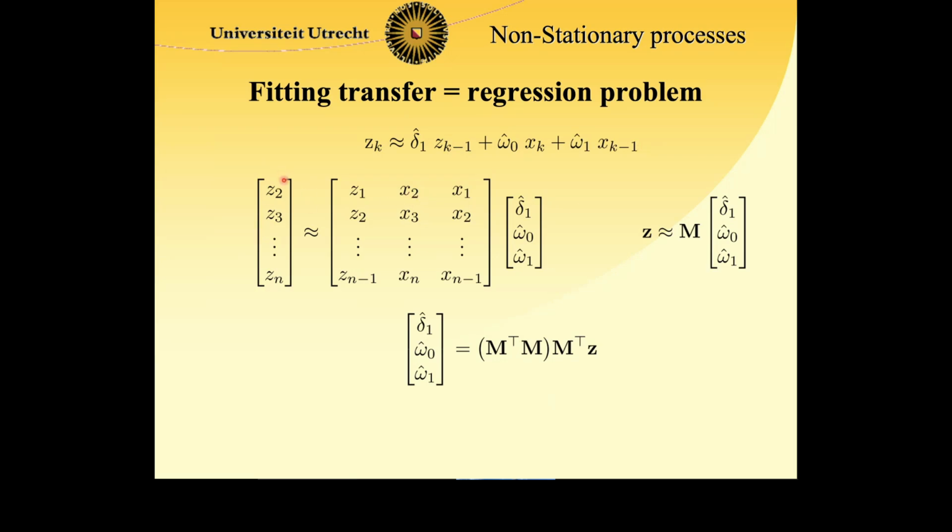We can basically make a vector of z's that depend on, so in this case z_2 is equal to z_1 times delta_1 plus omega_0 x_2 plus omega_1 times x_1. z_3 is delta_1 times z_2 plus omega_0 times x_3 plus omega_1 times x_2, etc. So we have this matrix vector system, and if we call this matrix M, we can invert this thing.